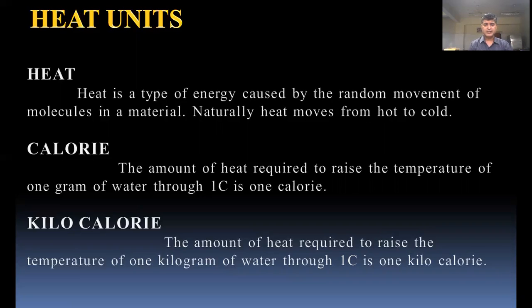Next definition, kilocalorie. The amount of heat required to raise the temperature of 1 kilogram of water by 1 degree centigrade is a kilocalorie. Now, the difference between the calorie and kilocalorie definitions is the mass of water. For calorie, it is 1 gram. For kilocalorie, it is 1 kilogram. Almost the rest of the words are the same for calorie and kilocalorie. What you need to keep in mind is 1 gram for calorie and 1 kilogram for kilocalorie.